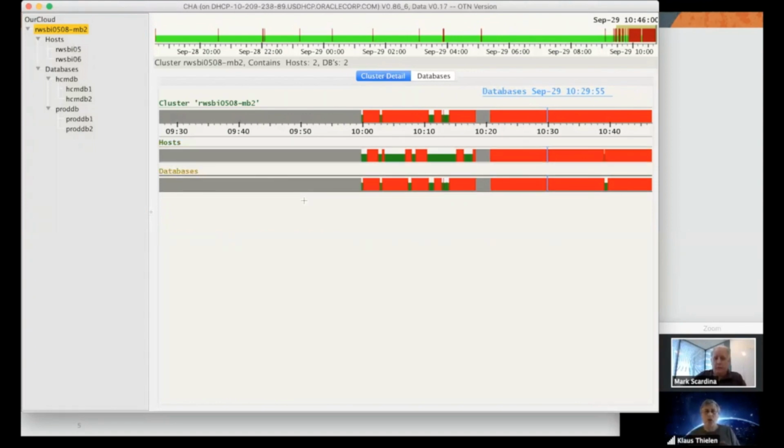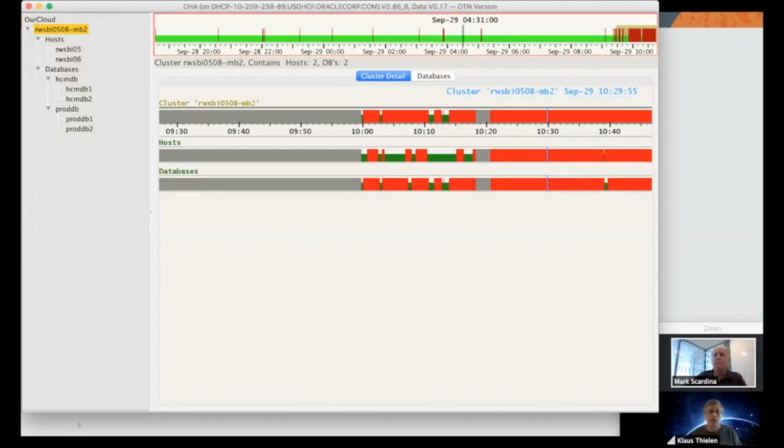The red color shows there's some problems, and you see this somehow collapse. You see the databases and the hosts are combined to the cluster, and you see the cluster is showing all the times where problems were simulated, and the host had a little bit less, and the database had different times where we have problems.